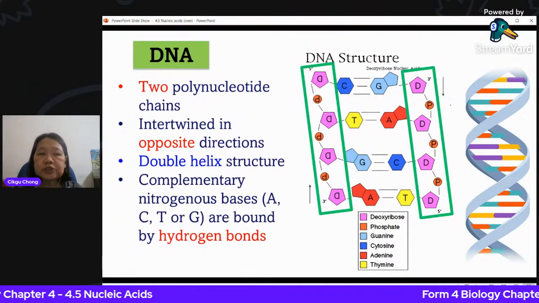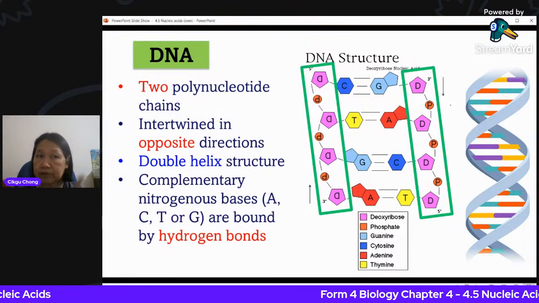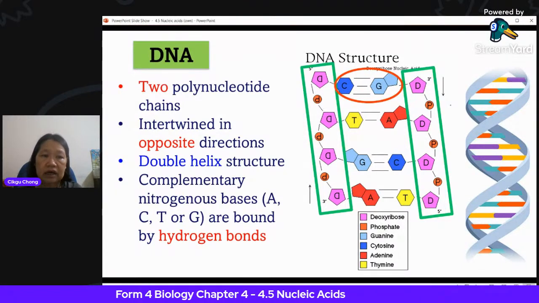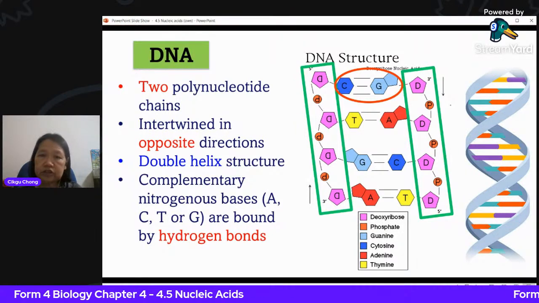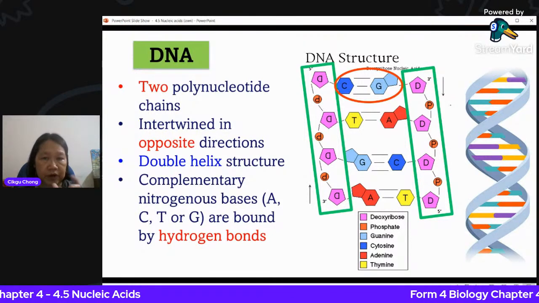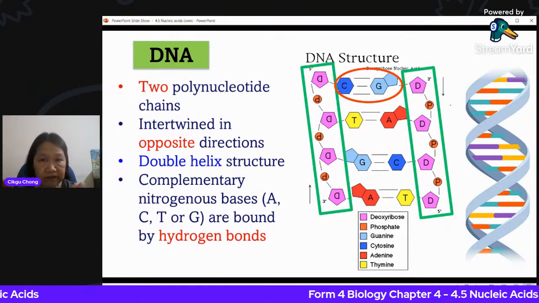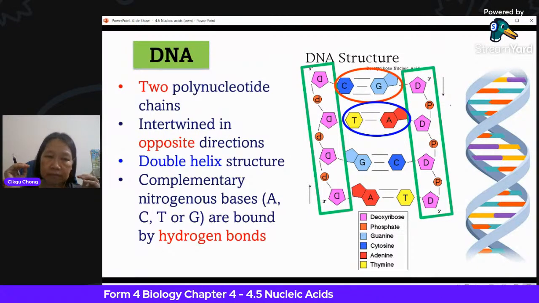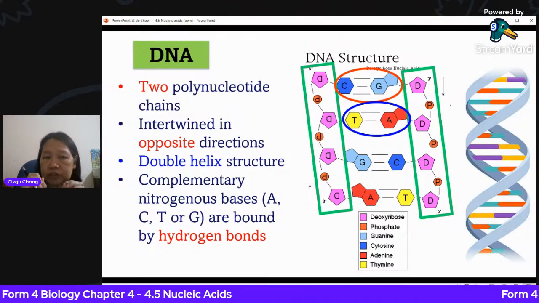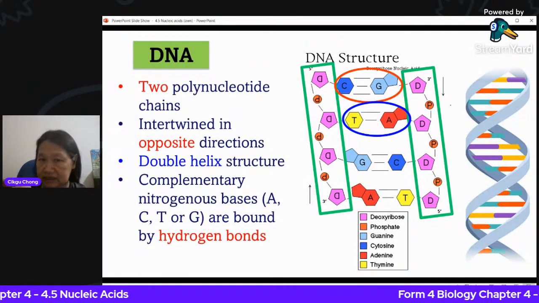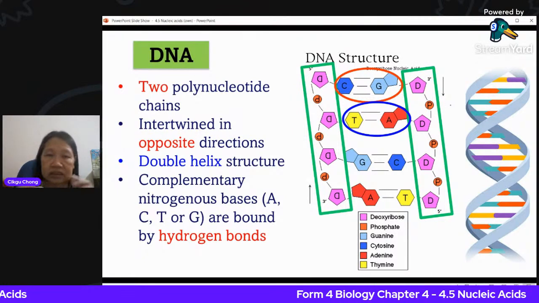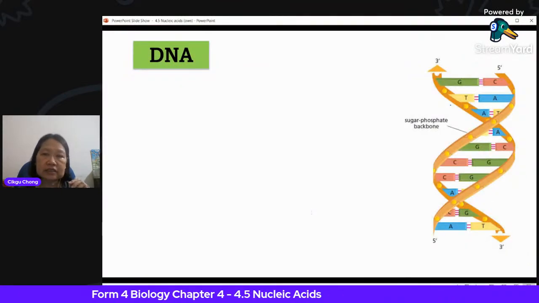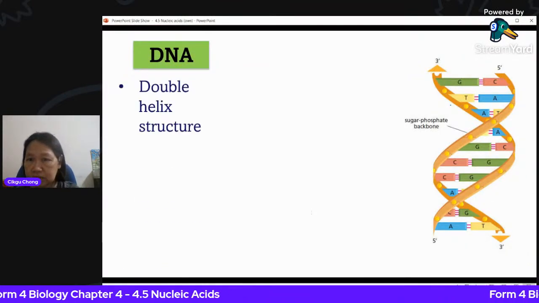And the complementary nitrogenous bases, because we're talking about DNA, are either A, C, T, or G. They are bound by hydrogen bonds. For C and G, there are 3 hydrogen bonds. For A and T, there are 2. This is not important for Form 5, but as long as you know there are hydrogen bonds that bind your complementary nitrogenous bases. A always with T, C always with G. Okay, clear? Okay, next.